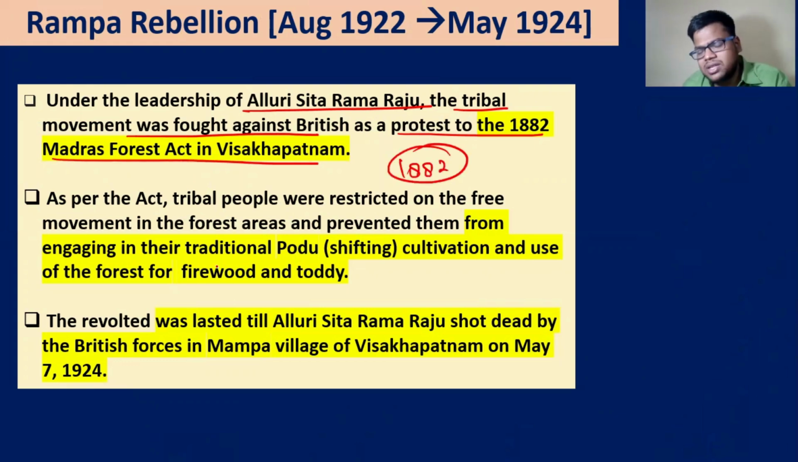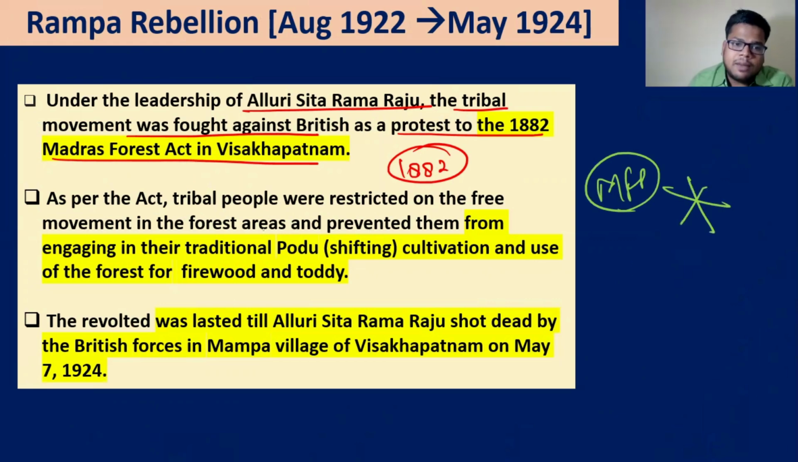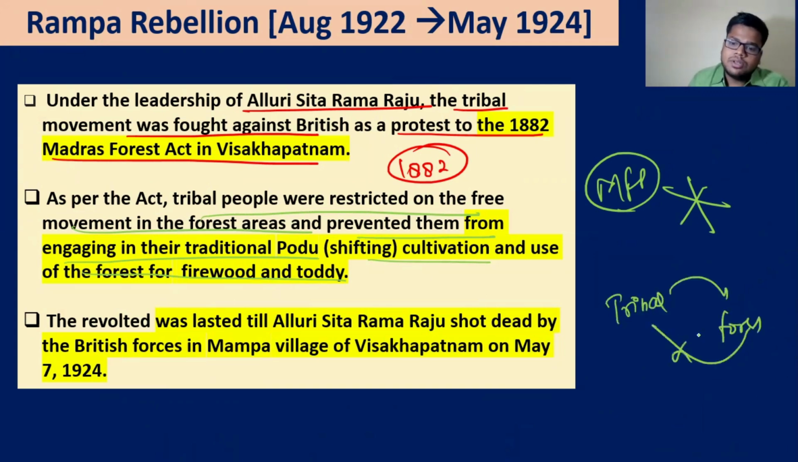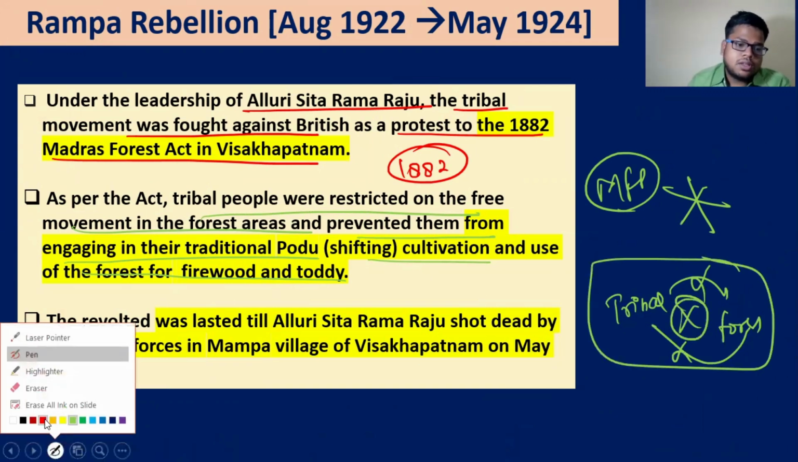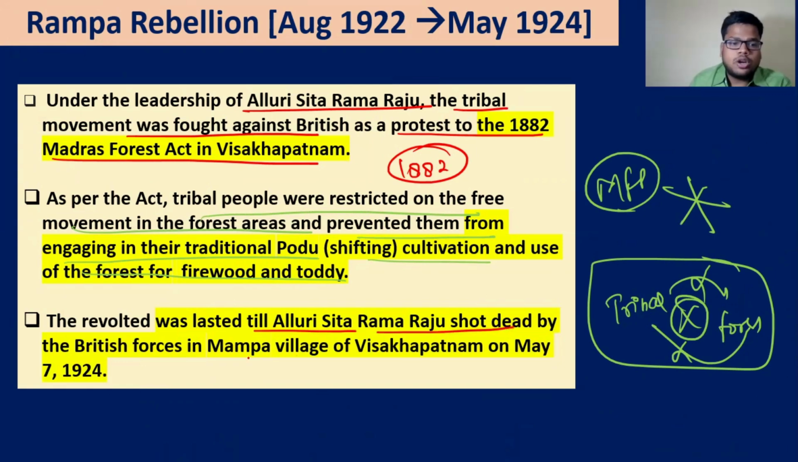So obviously, the rights of the tribals to take up minor forest produce were being curtailed. Tribal people were restricted from free movement in the forest area, and prevented from engaging in traditional podu cultivation and using the forest for firewood and toddy. So you are delinking the tribal and the forest, which live in a very symbiotic relationship. You are trying to distort this symbiotic relationship, which is not good. The revolt lasted till Alluri Sitarama Raju was shot dead by the British forces in the Mampa village of Visakhapatnam. So finally he was shot dead.